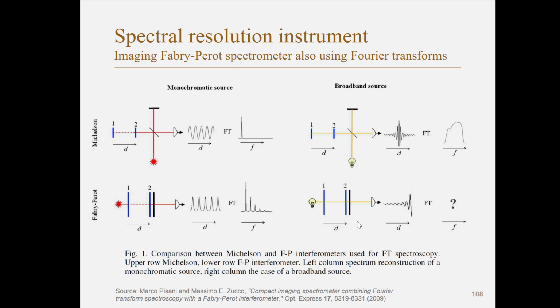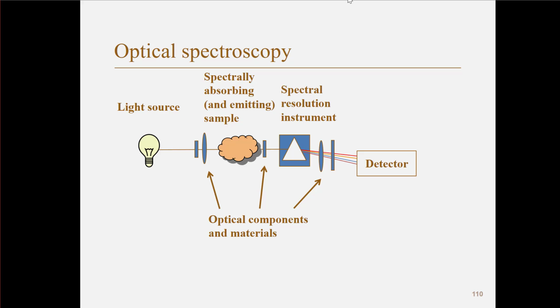Okay, so that was the last of the spectrally resolving instruments. So now I'm going to talk just a little bit about some of these optical components, and some of the properties of these. So here we have lenses and mirrors, and between redirecting the light.